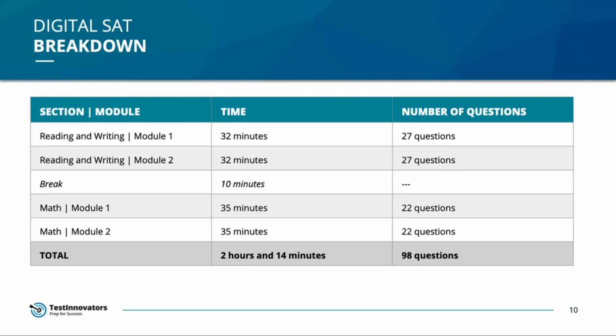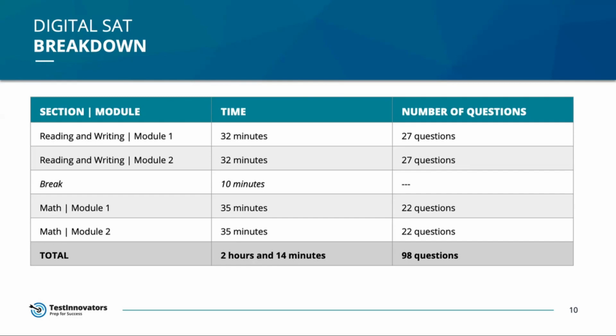So you don't have to answer them 1, 2, 3, 4, all the way to 27. You can jump around. So if there's something you don't know and you want to come back to later, you can skip it and come back to it later. During those 32 minutes, you can answer those 27 questions in any order. You cannot, however, move ahead to module 2. You're in module 1 for those 32 minutes.